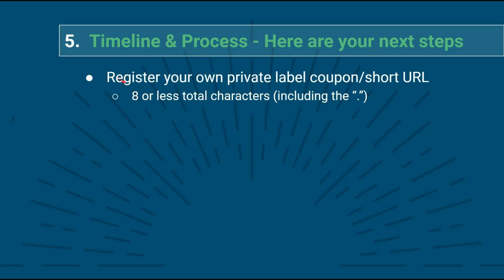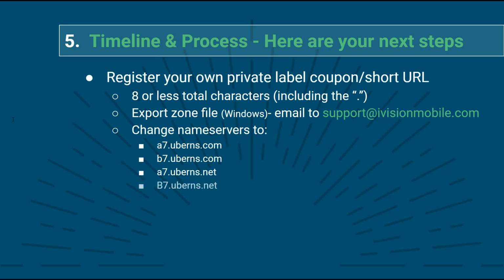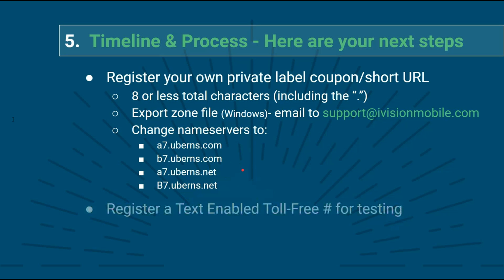And then as far as the instructions, you want to make sure that they are 8 or less total characters, and this includes the dot, okay, includes the period. You then want to export your zone file for Windows, okay, and you can do this very easily through GoDaddy. And once you've emailed that to us, you want to then go ahead and proceed to change the name servers to these name servers right here. And again, this will be made available to you in the reseller portal, so you can refer back to it. And this will allow us to private label the coupon and the short URL for you. We'll set up the SSL certificate and all that good stuff.